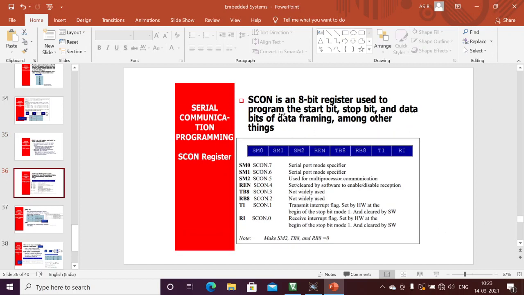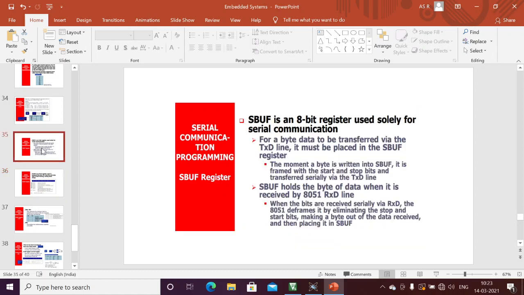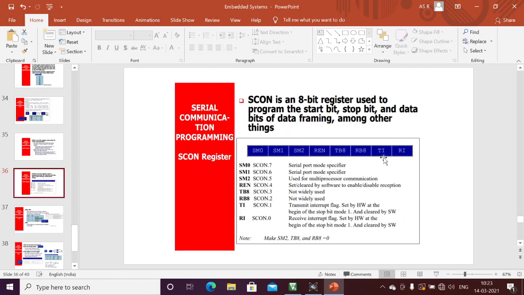Next is the SCON register. Here it is an 8-bit register. It is byte addressable and it is also bit addressable. Here both bit and byte addressing we can access, bitwise or bytewise. And SCON is an 8-bit register used to program the start bit and stop bit and data bits of the data frame, among other things.